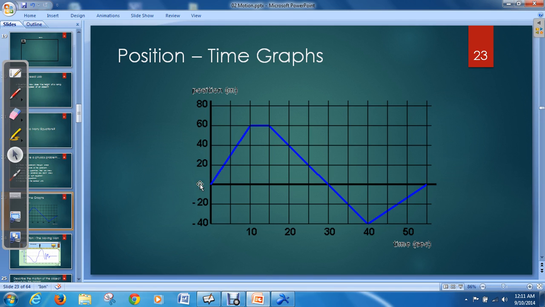So if you imagine a person walking, they walk forward for 10 seconds, go to 60 meters. Then this shows that they stop, right? They stay at 60 meters, so they're not moving for 5 seconds. Then they go backwards, so they're at negative 40 meters. And then they go forward again. So that's what the position time graph is telling us. It's just what the position of that object or person is at any given time.